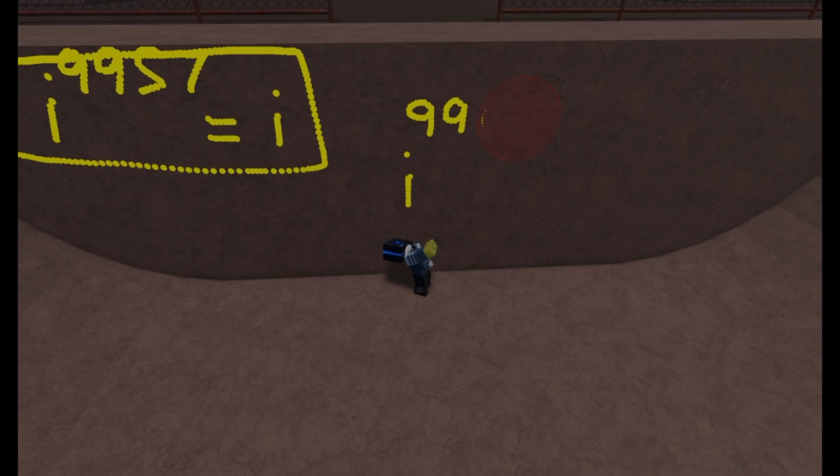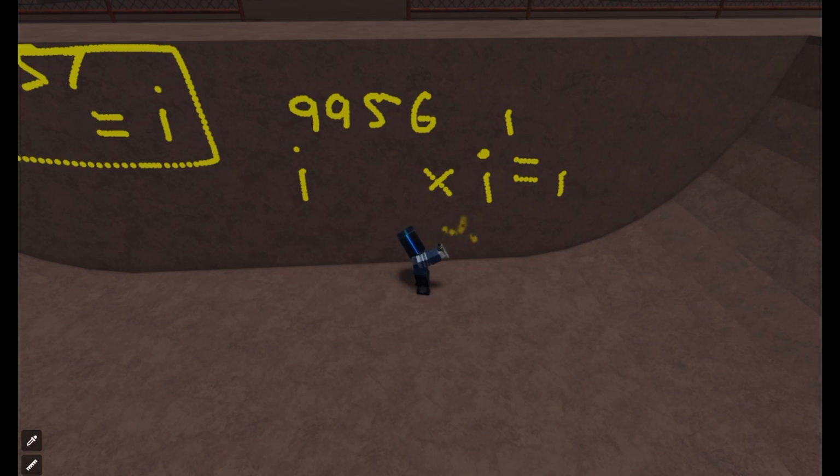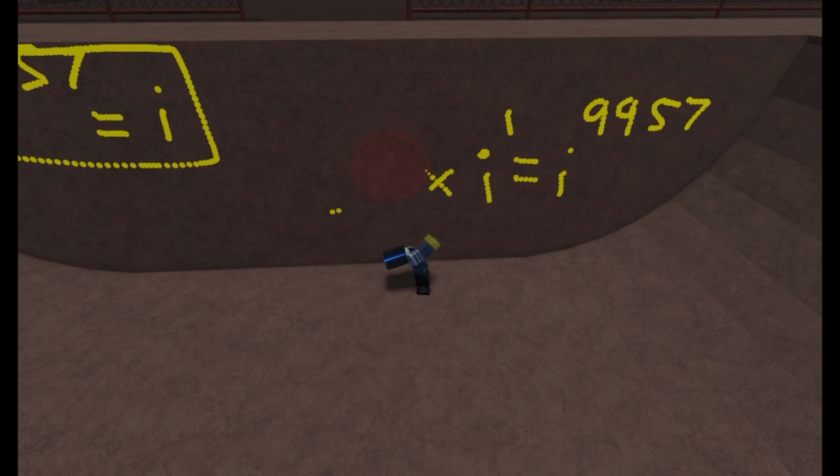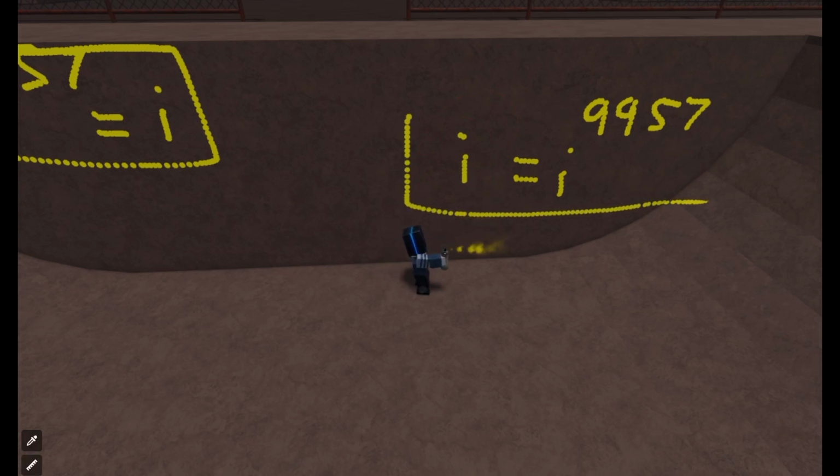If I do that, I've got 9956 as my power. And notice, if I just multiply that by i to the 1st power, I'm going to have i to the 9957th power. I know that all of this is just divisible by 4. So it just becomes 1. And then 1 times i to the 1st power is simply i. So that's how you can do that without a calculator.